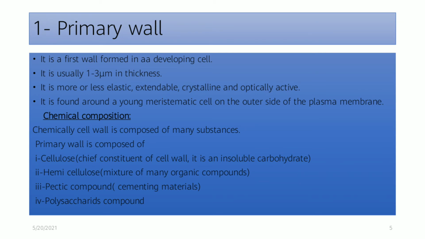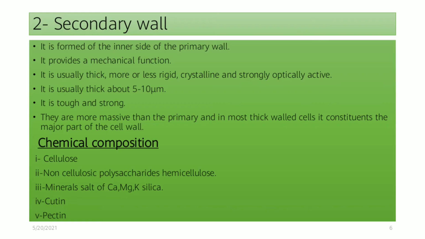So let's discuss the chemical composition of the primary wall. Chemically, cell wall is composed of many substances. Primary wall is composed of cellulose. Chief material of cell wall is cellulose. It is an insoluble carbohydrate and it is a polymer of glucose. Hemicellulose is a mixture of many organic compounds, pectic compounds, which are used as cementing materials, and polysaccharide compounds.